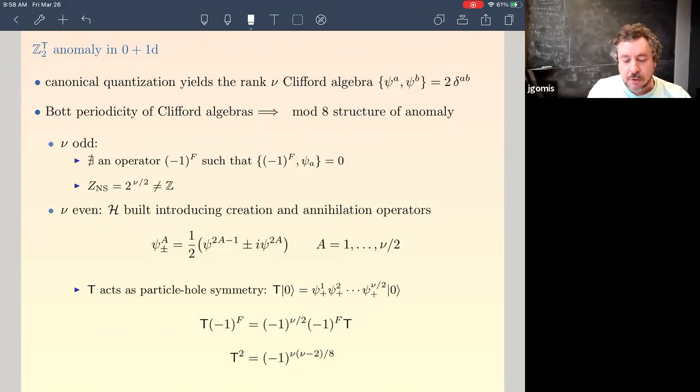And now for nu even, just playing games with the Clifford algebra, constructing explicitly the spinor representation using creation and annihilation operators, and using the important fact that T acts on the Clifford vacuum as a particle-hole symmetry. So if you act on the empty vacuum, the one that is killed by all the annihilation operators, T gives you the fully filled vacuum. You can deduce trivially what I stated before, that T will anti-commute with (-1)^f for nu equals 2 mod 4, and T squared will be (-1)^f for nu equals 4 mod 8.